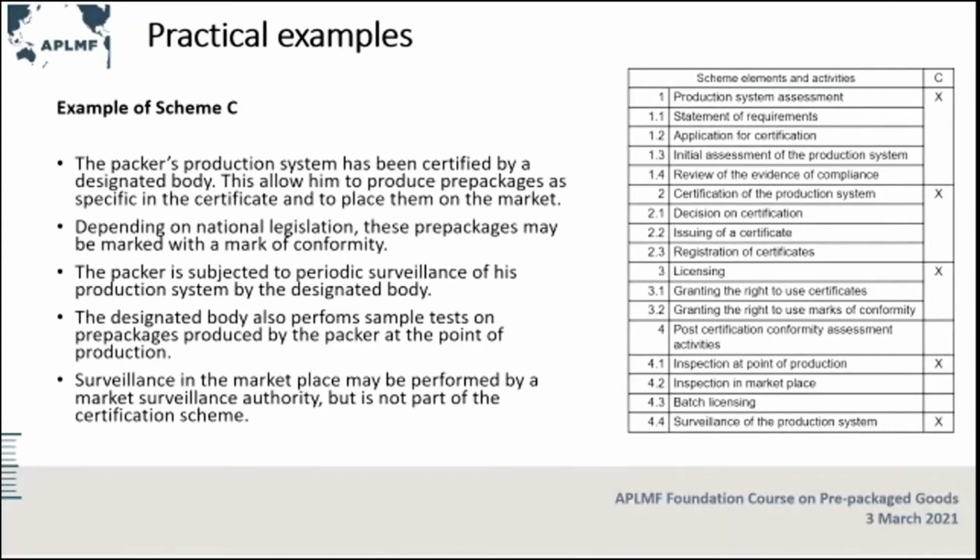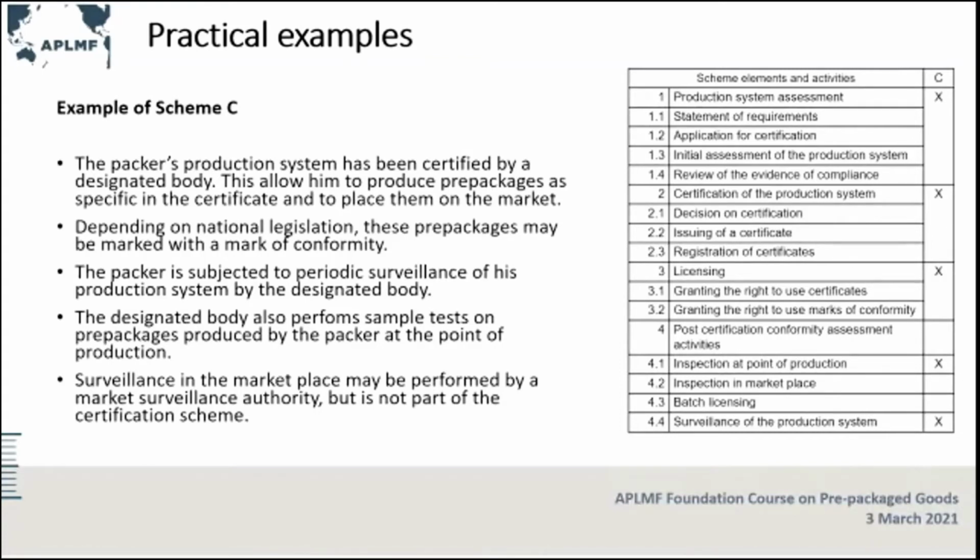The first one we can see, for example, is that the packer's production system has been certified by a designated body. So it means that a manufacturer or the product have been certified by a government, for example, and then this allows the packers or manufacturer to produce the prepackaged as specified in the certificate and place them on the market. So if the product has been certified by the designated body, then the producer or the packers can sell and place the products on the market.